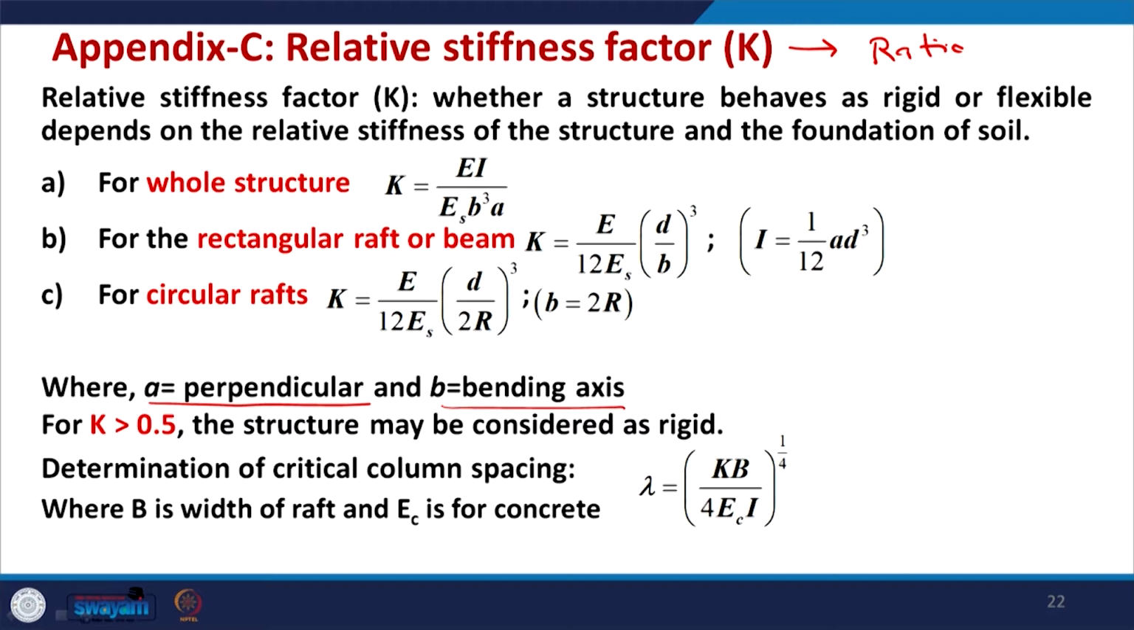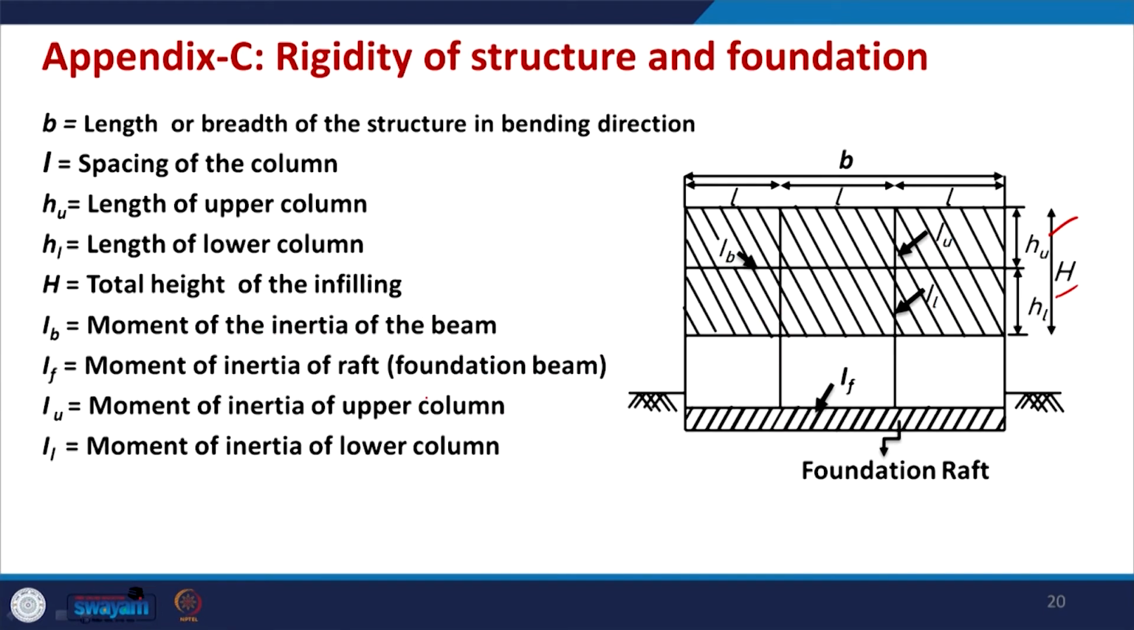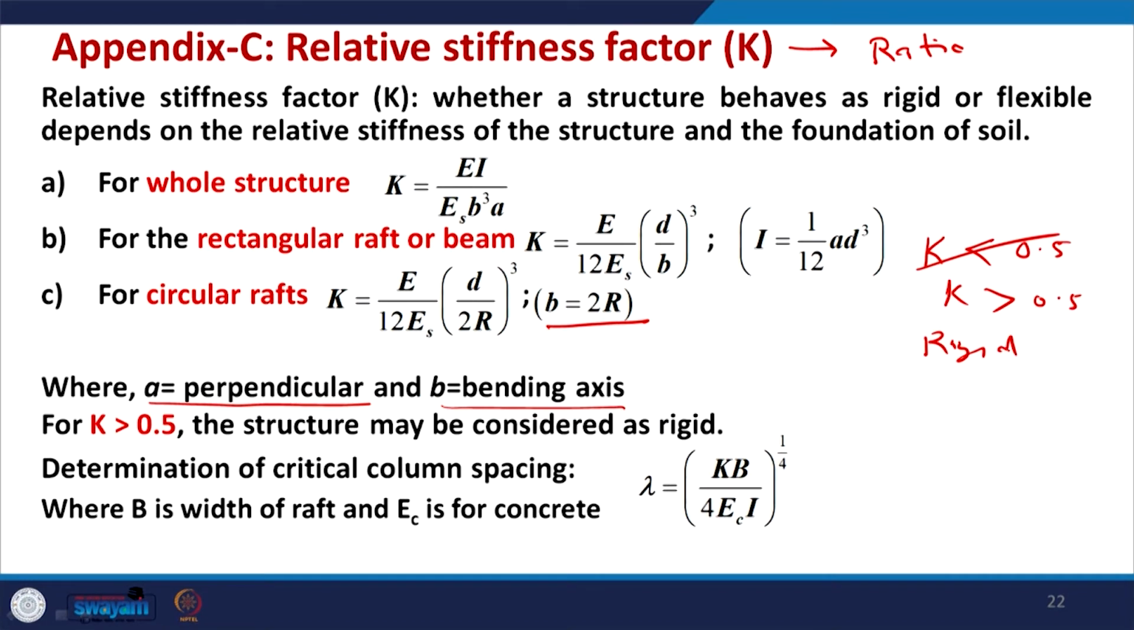Then if you have circular rafts, simply substitute B equal to 2r, and you get these equations from B. So this was how we find the value of K. K should be greater than 0.5. Here you have this: K should be greater than 0.5. So this was the case for a rigid foundation, and you have this rigid foundation here.